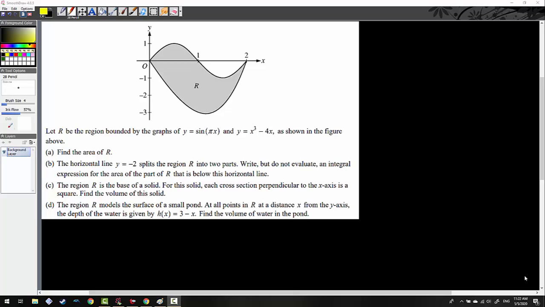In today's episode, we will be discussing the 2008 Calculus BC exam question number 1 from the graphing calculator portion. This question made a cameo appearance on the Calculus AB exam as well, question number 1. The problem reads, let R be the region bounded by the graphs of y equals sine pi x and y equals x cubed minus 4x as shown in the figure above. And it says find the area of R.